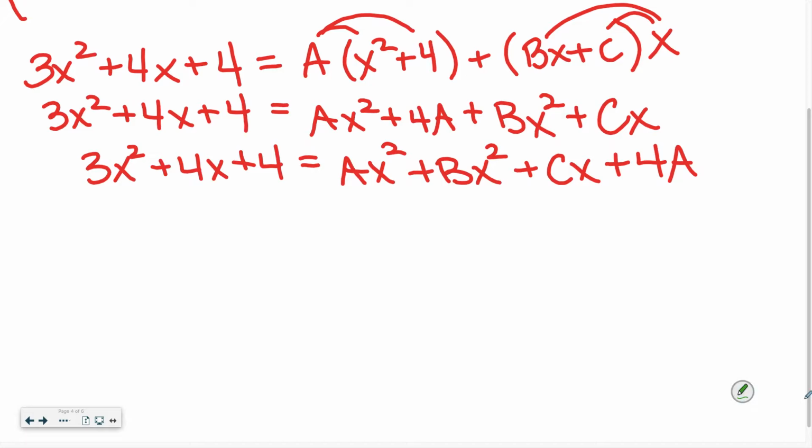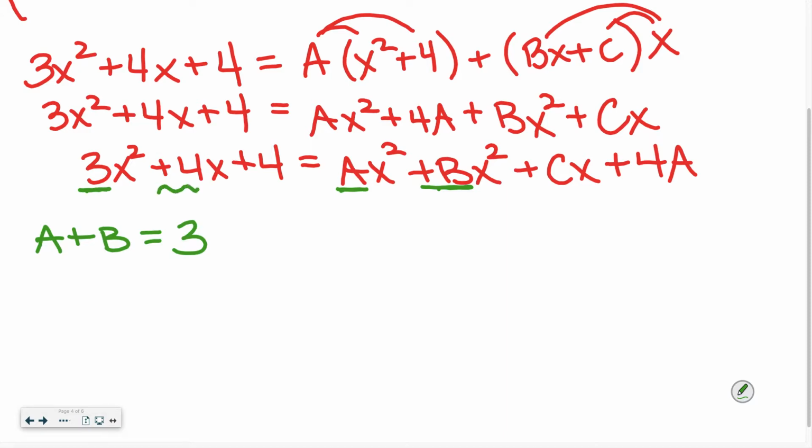Okay, so this is kind of why this is in the systems chapter. What's the coefficient of x squared over here? 3. So if these two quadratics are equal, what should the coefficient of x squared be over here? It should also be 3. So my coefficients for x squared would be a plus b. Those better equal 3.